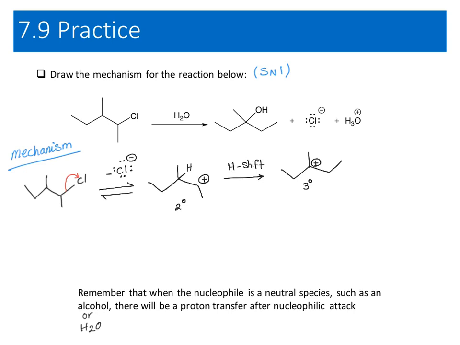Now in the next step, water will act as a nucleophile. So we have water on arrow. So water will act as a nucleophile and attacks the carbocation to form this product.